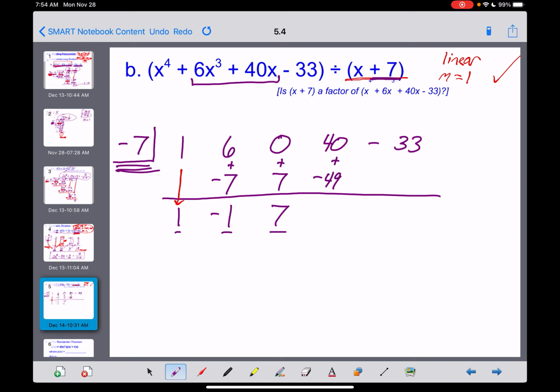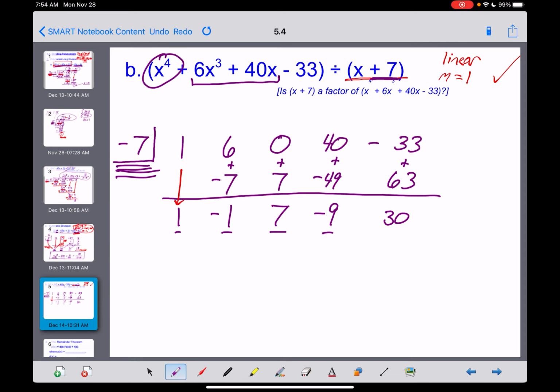Let's add those terms together. 40 plus a negative 49 is going to be a negative 9. Negative 7, again here, times negative 9 is going to be a positive 63. And once more, we will add those as well here. And let's see what we got, guys. A negative 33 and a plus 63 is going to end up with a positive 30 here at the end. So that's as much as we needed to do. Now it's just time to put everything together.